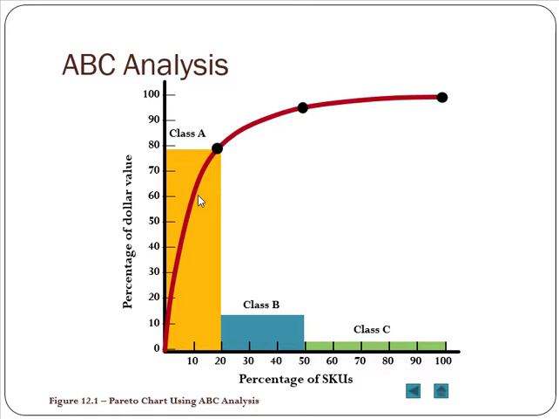So we're going to keep a very close eye on these items. We want to make sure we know exactly how many we have, and that we don't have too many of them because these are very expensive. On the other hand, for class C, we're going to have a policy that will just make sure we have enough of them. We don't have to even think about them because these things are very cheap. We can just afford to have a lot of them and just leave them there. And class B is something in between.